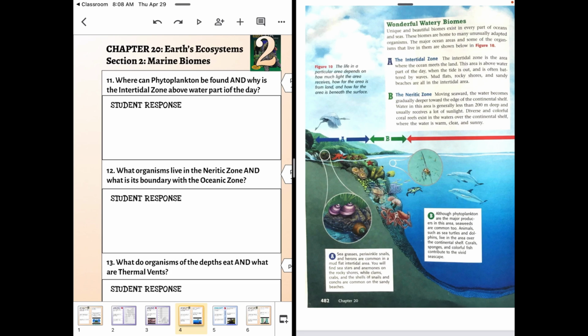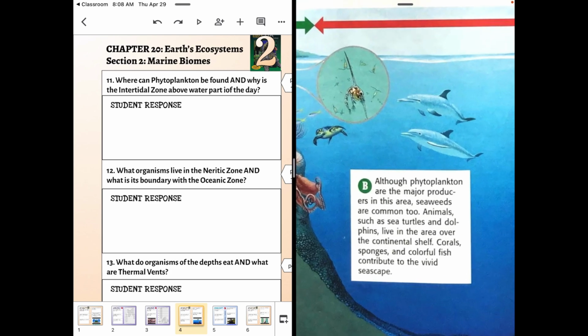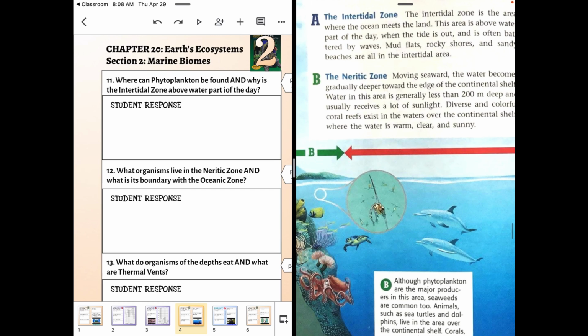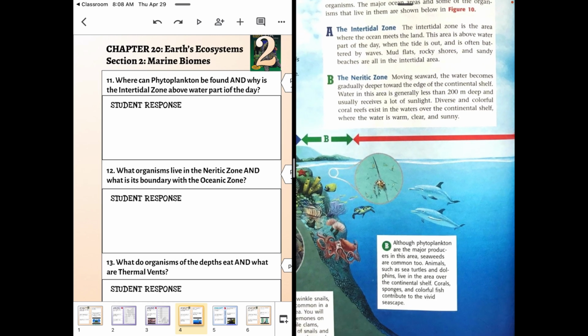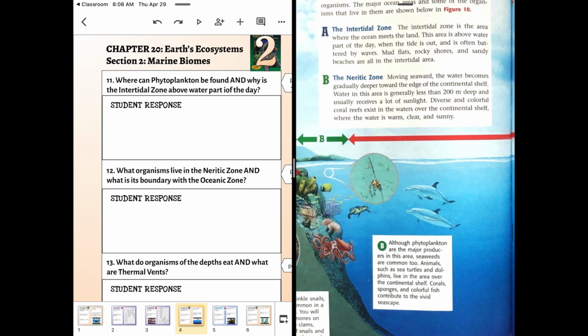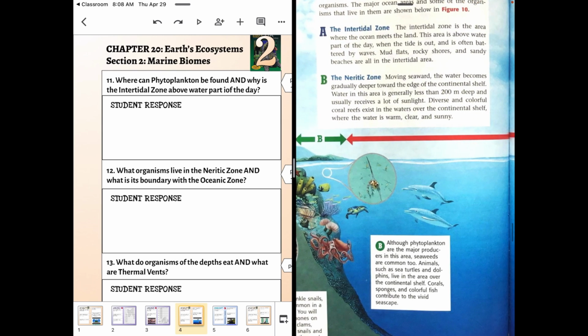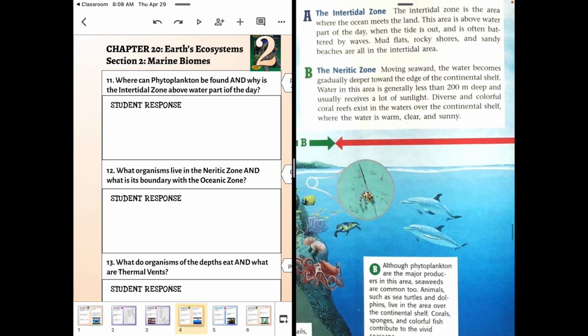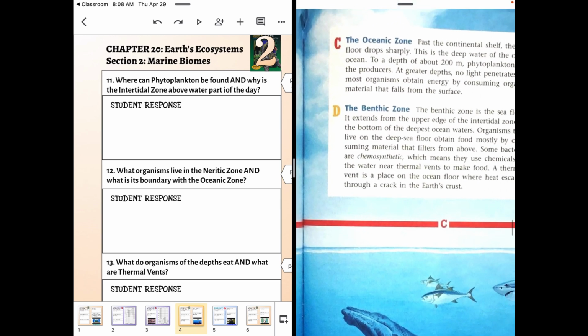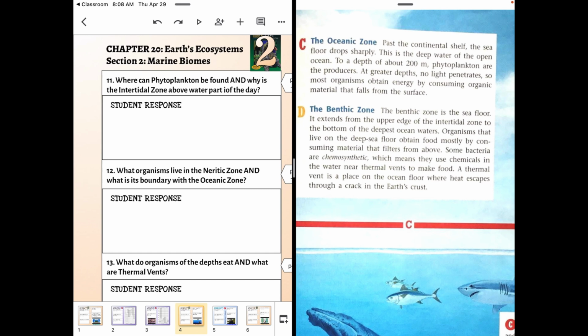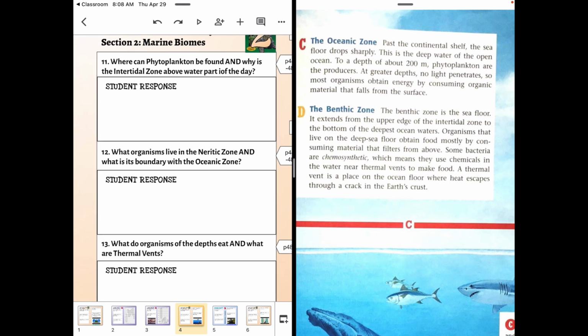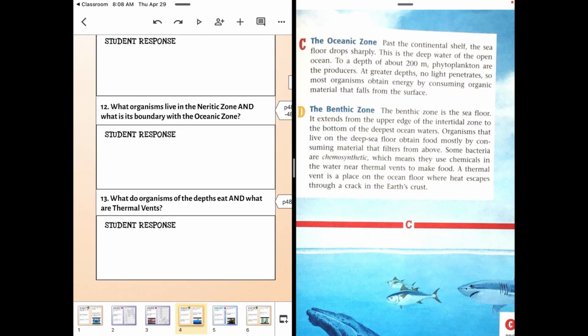12, what organisms live in the neritic zone? That's B. And so we have 2 ways to look at B. And what is the boundary with the oceanic zone? So what determines when you've switched from B to C? You have to read, and my hint to you is they talk about something at the end of the neritic zone, and they also reference that thing at the beginning of the oceanic zone. So they reference the same thing. That's the boundary.